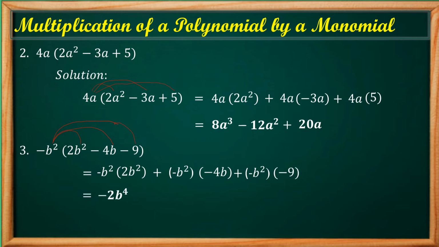Applying the laws of exponents, you will have negative 2b raised to the power of 4. Then on this part, negative times negative is positive, right? Then you will have positive 4b cubed. Then here also, negative times negative, you will have positive 9b squared. Okay, that is how to multiply polynomials by a monomial.